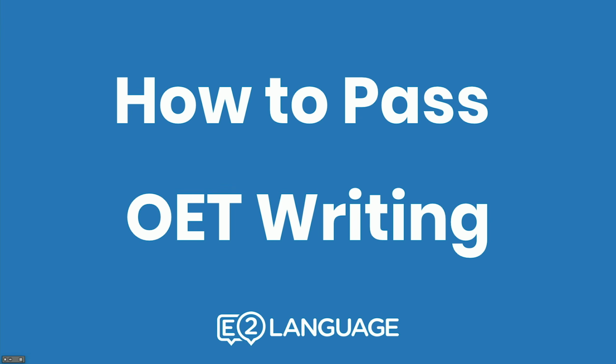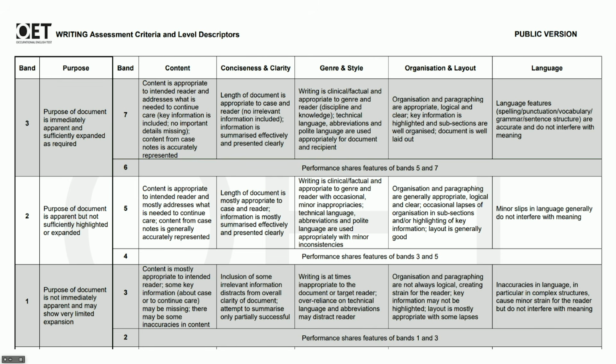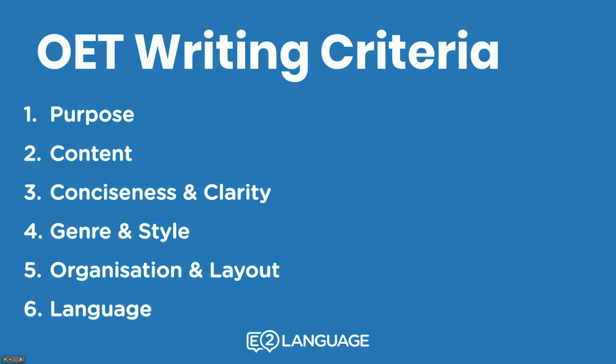So how to pass OET writing. This table here is difficult to interpret, but this is what the examiners use when they're marking your writing. I'm going to break this down and make it simple for you. In short, there are 6 criteria that your writing is marked against. First one is called purpose, then content, conciseness and clarity, genre and style, organization and layout, and language.